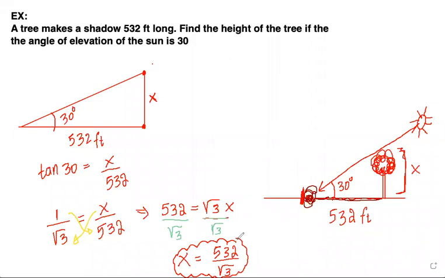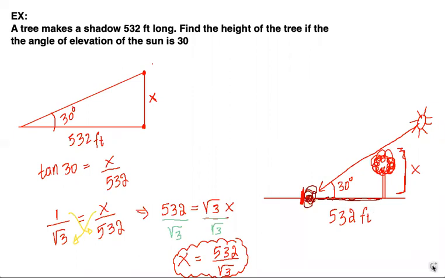So right now I can also find any length by using the shadow and using the sun ray for any building or any tree by using the ratios of the triangle geometry. Any question? Is it clear? Okay, so by this example we finish section 5.2.